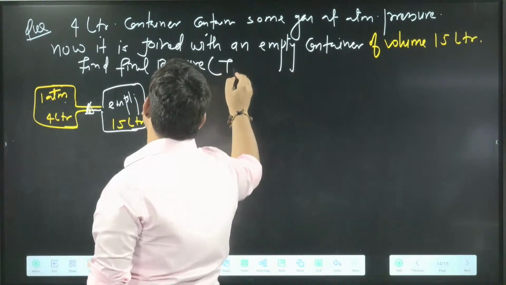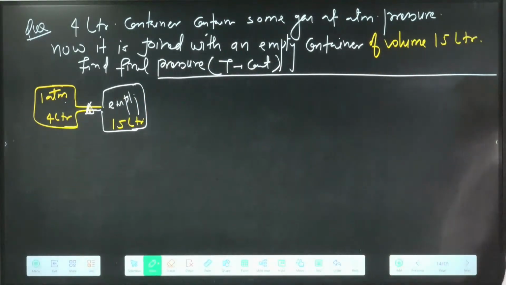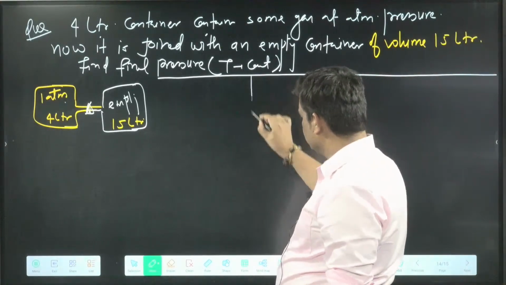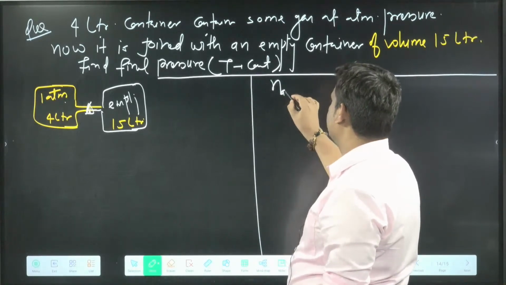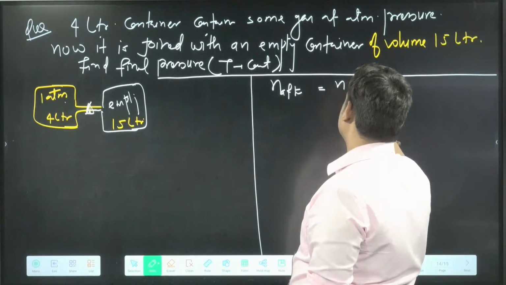In this question they have given that temperature is constant, meaning temperature is always constant. So now we'll use the same method here: n after equal to n before.